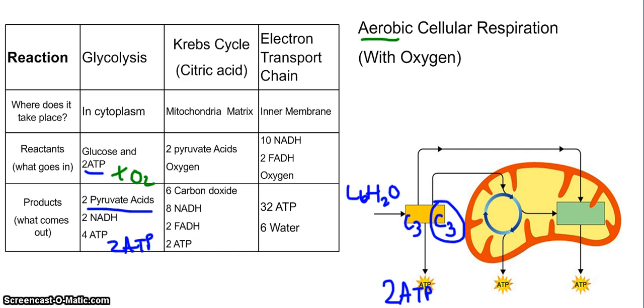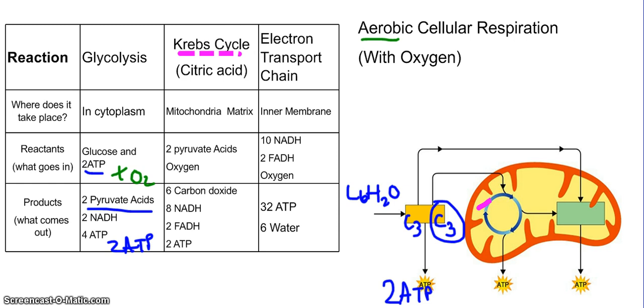Now we're ready for my second reaction, the Krebs cycle. The Krebs cycle allows me to take those pyruvic acids and convert it into energy so that I can go to my electron transport chain. The Krebs cycle happens in the matrix. Remember the filling of our mitochondria?